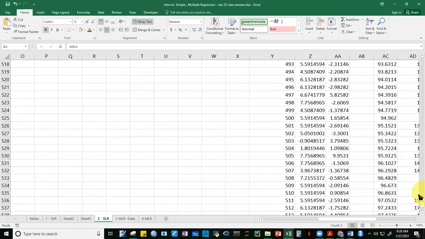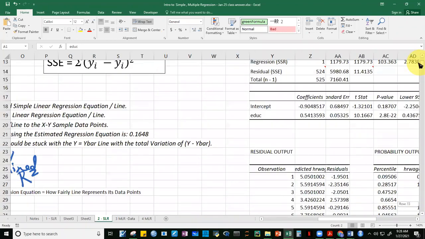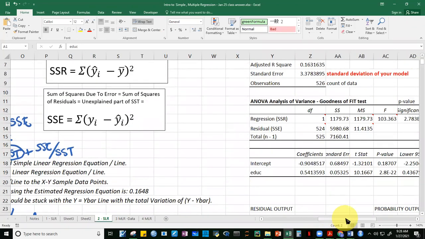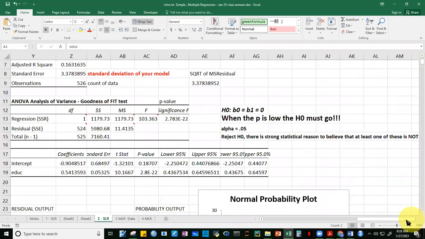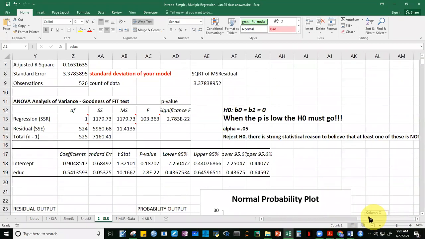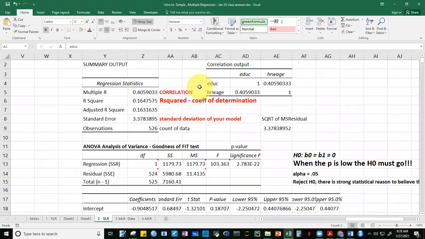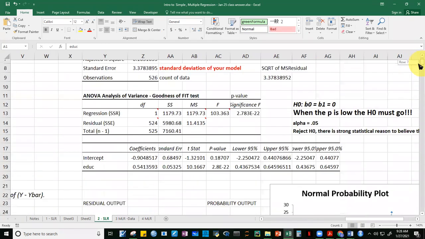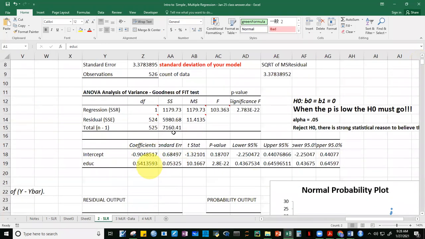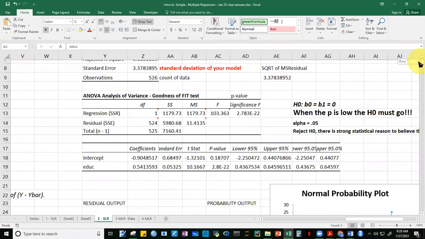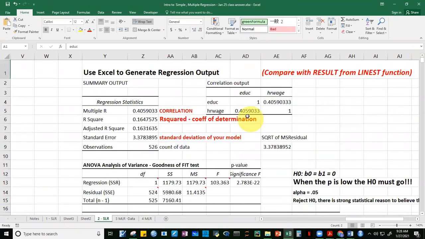And what we did last time was to use Excel in order to generate our regression output. Okay, so this is our simple regression output. Sabi natin 3 parts dito: yung regression statistics, yung ANOVA, at saka yung coefficients natin. So we haven't discussed these coefficients. Okay, so let's discuss it now. So a quick review lang guys.